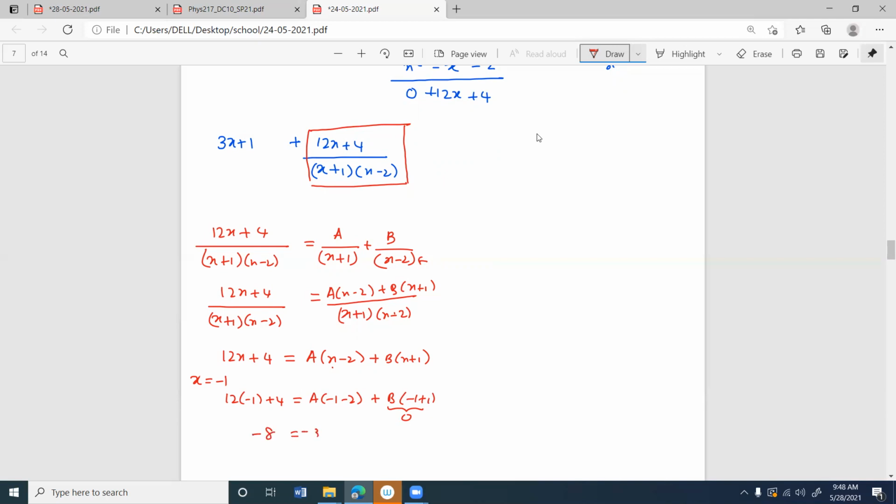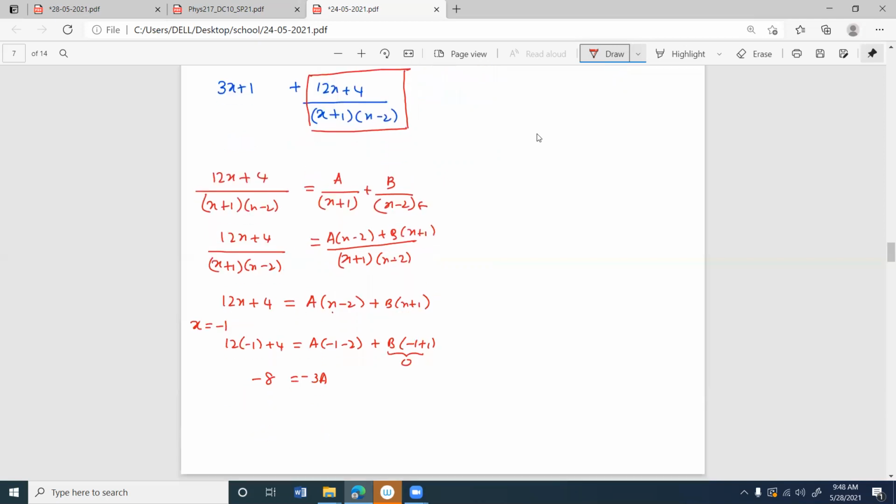This is minus 3a. Therefore, a is 8 over 3. Right. Now I need to find the value for b. To find b, what can I do? I can make this a 0. How can I make it 0? If I want to make a 0, you can put x equals 2. Then what do you get?